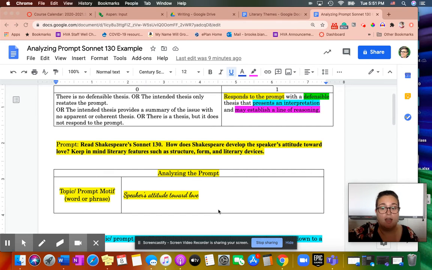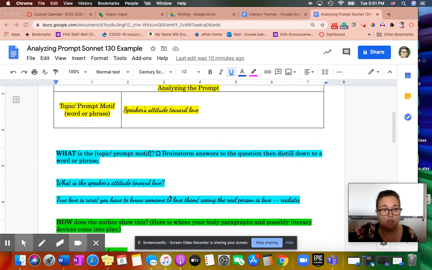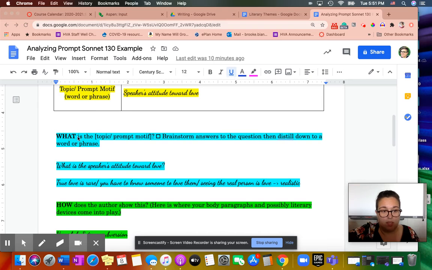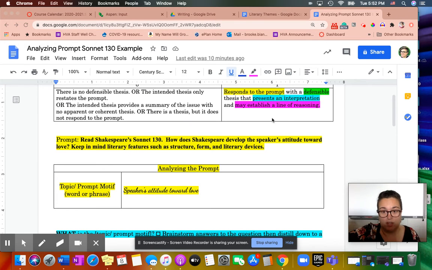Okay. So now let's get on to our blue part, which is presenting an interpretation. In order to make sure we're actually presenting an interpretation, we need to address that prompt and say something about this topic, the speaker's attitude towards love. So I've set it up as a fill in the blank. What is whatever this topic is? You can just take what you put in this box and put that here. What is the speaker's attitude towards love? So I've written that question down here. And here's where you brainstorm answers, because if you do not have an answer to that question in your thesis, then you are not presenting an interpretation.